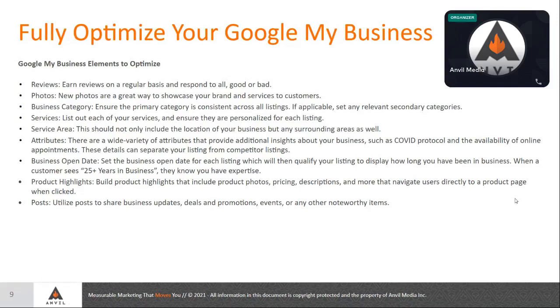So when COVID came about, there were attributes such as masks required. You can also highlight things like online appointments, dine-in only, things like that, to really give people a better idea of what they can expect when they come to your business or, again, engage with your business.